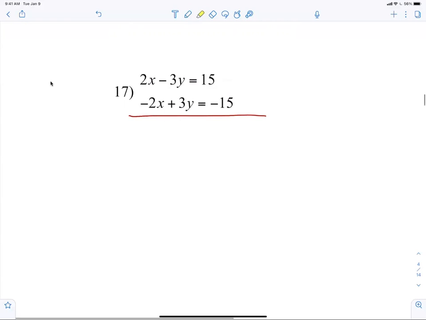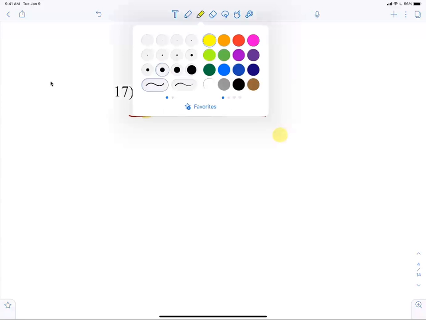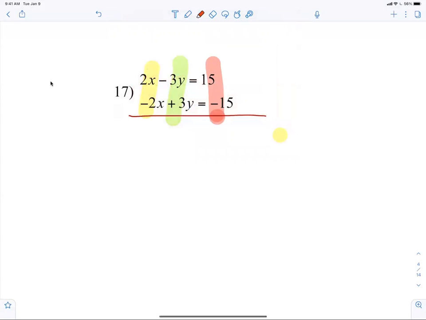So if you'll notice here, this canceled, and this canceled. That means that it's the what? That means it's the same line. Or we say there's an infinite number of solutions. There was an infinite number of solutions. Anybody have any questions?